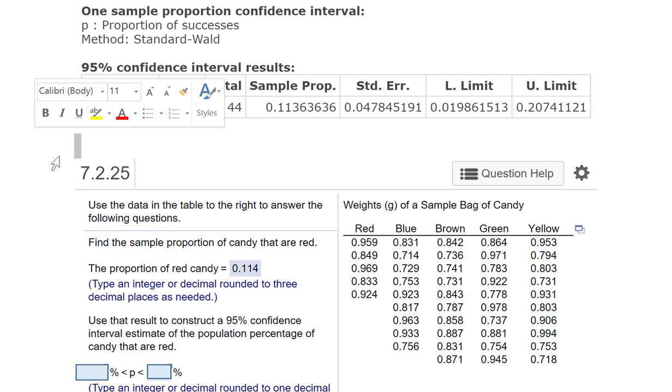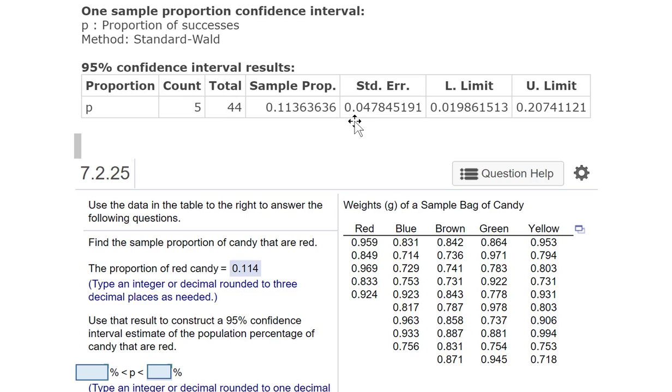So the lower limit. Okay, I went ahead and put the statistics here so we can look at them. The lower limit is 0.02. The upper limit is 0.21. Now come down here real quick. This is where our students make a lot of mistakes. It already has the percent in. These are not percents. I have to convert those to percents. So this 0.0198, that's not a percent.